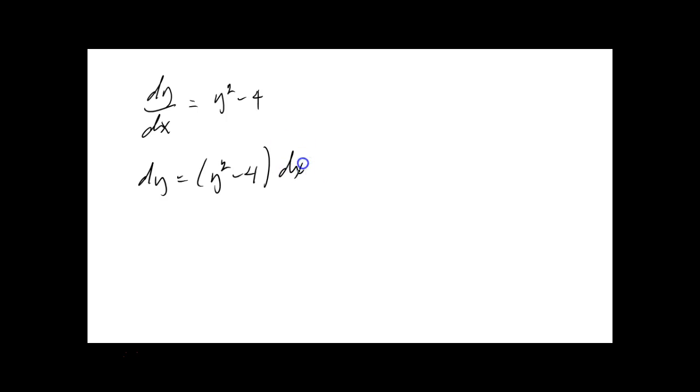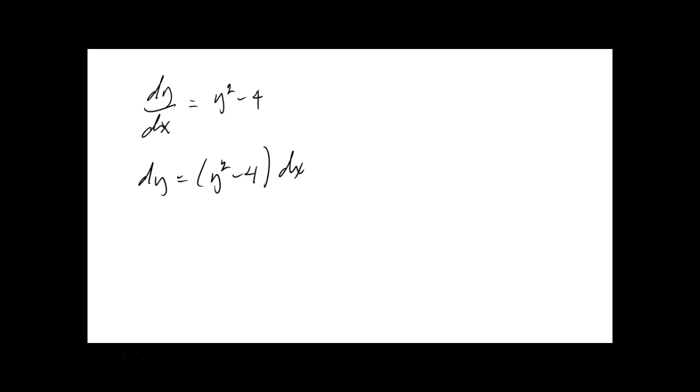Here's what we've got. dy/dx is equal to y squared minus 4. How would you go about solving that? Divide by dx. Yeah, or multiply. Okay, all right, so that would be dy is equal to y squared minus 4 dx. Okay, otherwise that's written in differential form.